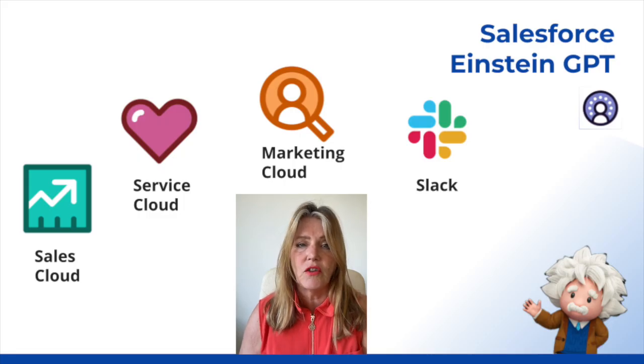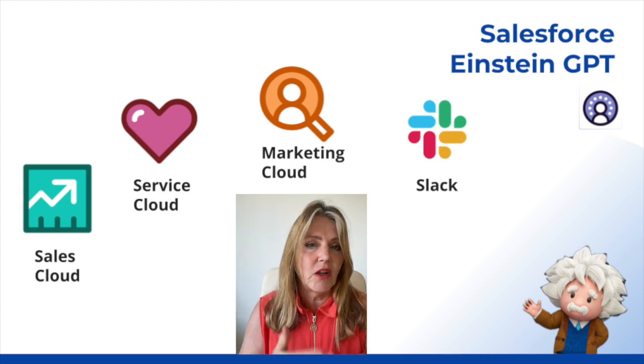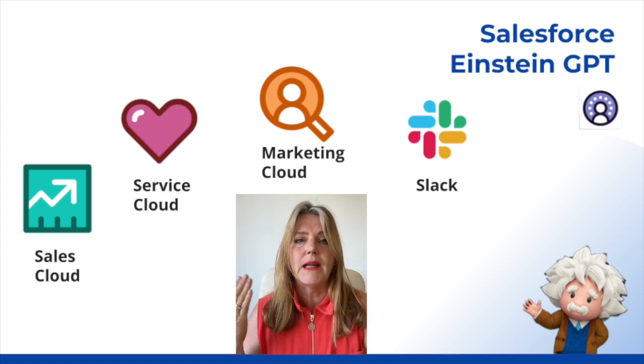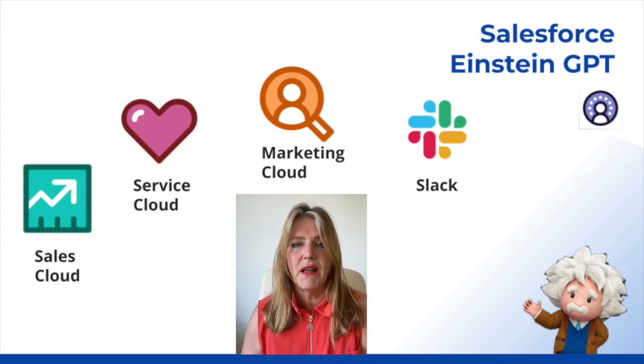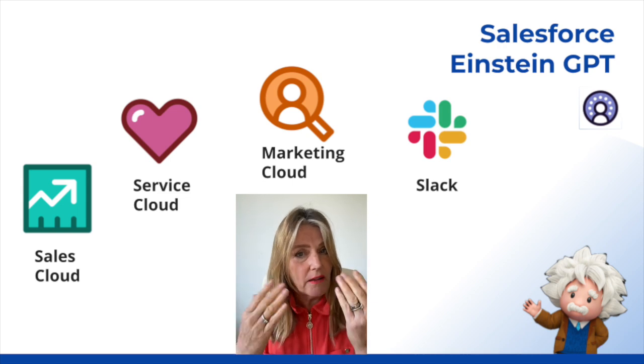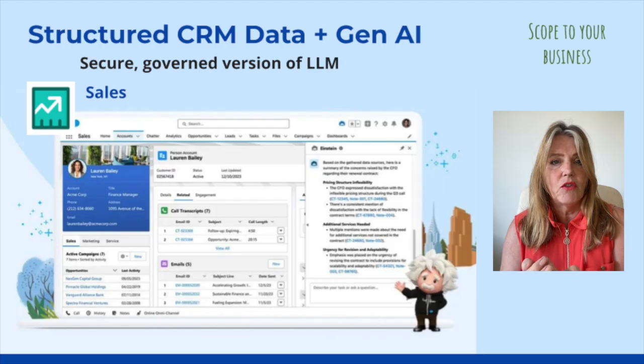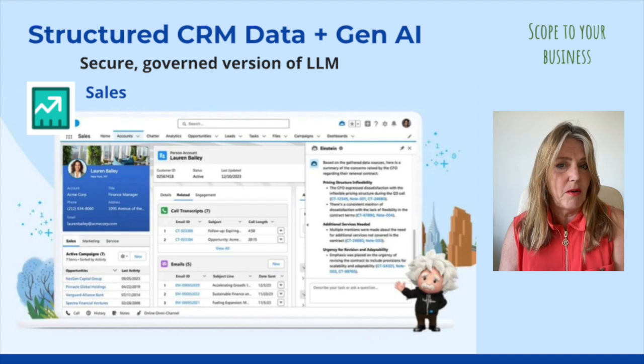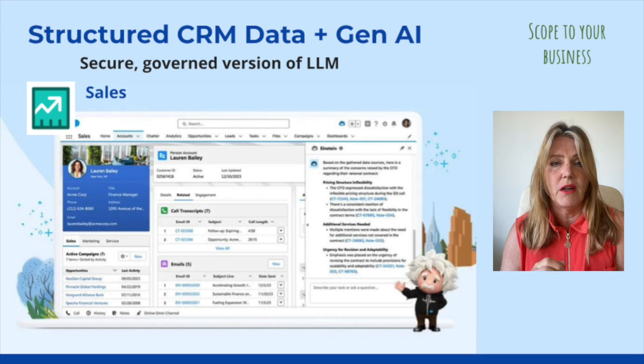Salesforce Einstein GPT is available across all Salesforce apps, most notably Sales Cloud, Service Cloud, Marketing Cloud, even Slack. And it adapts to the different workflows depending on what the users are trying to do. So at the core, it's a fusion of structured CRM data and generative AI. When your team uses Einstein GPT, they're interacting with a secure, governed version of an LLM, a large language model, that's scoped around your business data.